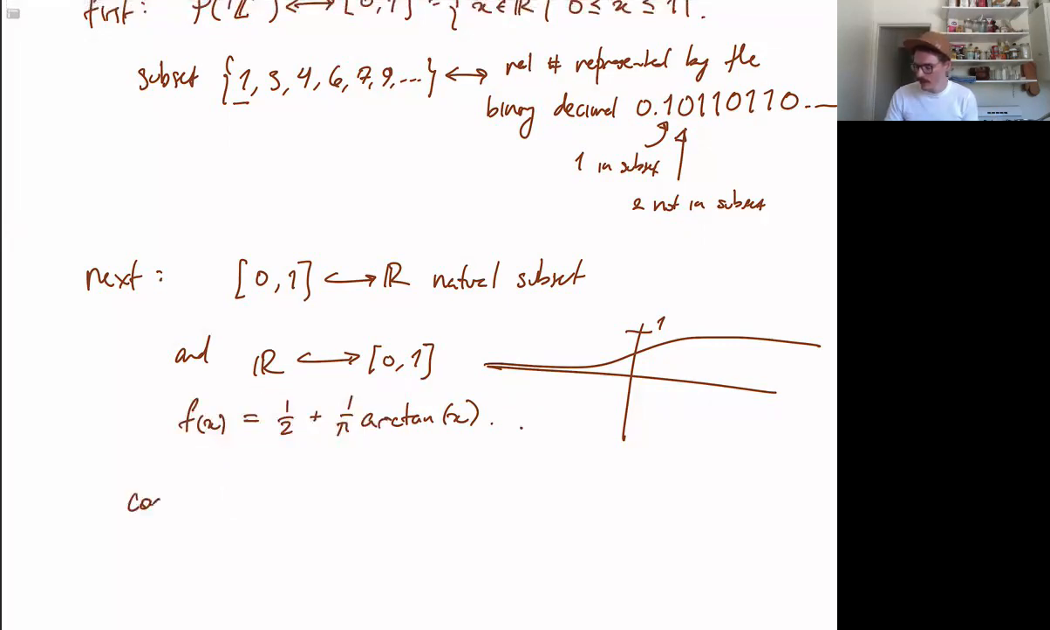And we conclude that the cardinality of the power set of positive integers is equal to the cardinality of the closed interval 0 to 1. And that's equal to the cardinality of the real numbers. And we did not need to give an explicit bijection here, which is good, because doing that would be basically a huge nightmare.